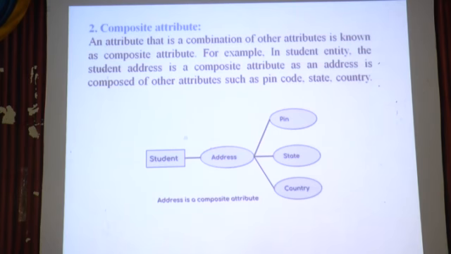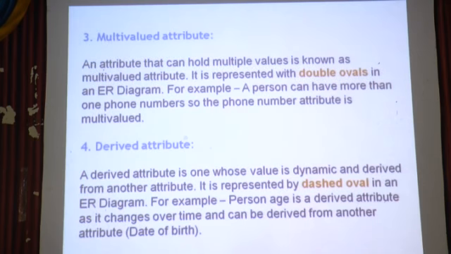Composite attribute: it is a combination of other attributes. For example, composite attributes can be divided into many subparts. Here student is an entity, and it contains the attribute address. This address is a composite attribute. The address can be divided into various subparts: pin number, city, state and country. This kind of attribute is called a composite attribute.